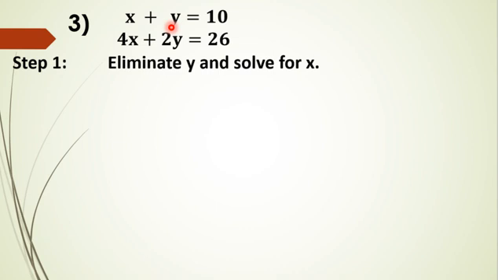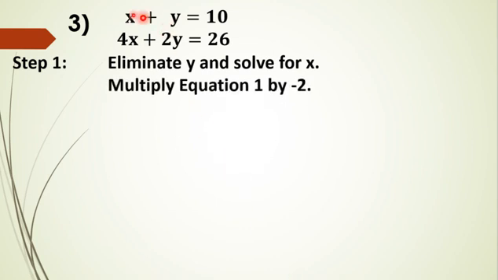Paano magiging negative 2 ang positive 1? What number will you multiply to positive 1 for it to become negative 2? Yes, you're correct. Negative 2. So, our plan is we will multiply equation 1 by negative 2. And we will just copy equation 2.